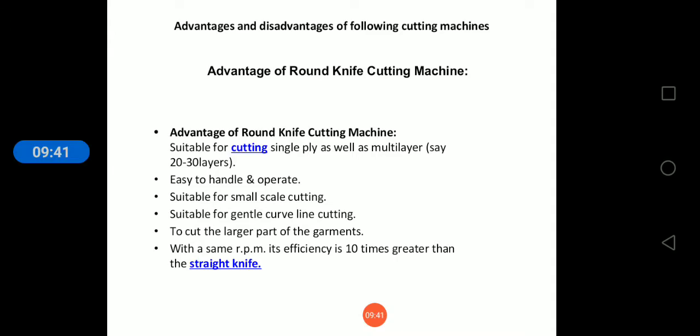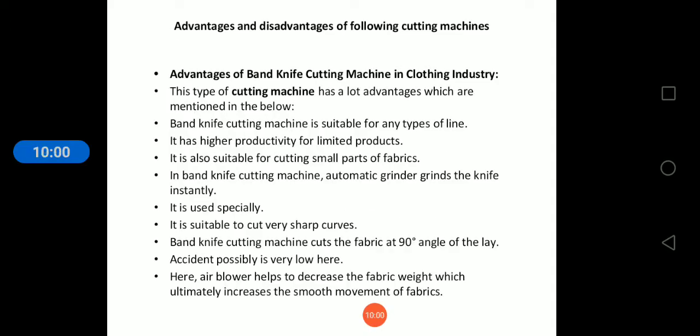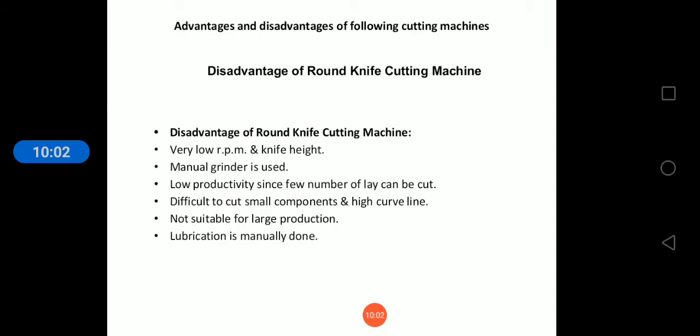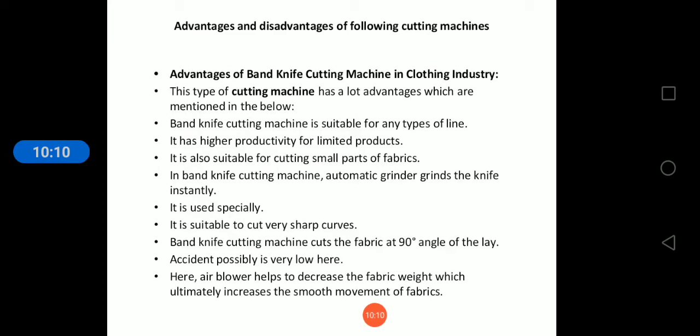And round knife: it is very easy to handle and easy to operate, and it is suitable for small scale cutting industries, and it is suitable for gentle curving line cutting, and it cuts the larger parts of the garments with an RPM efficiency 10 times greater than the straight knife. And the disadvantages are very low RPM and very low speed. Labor cost is very high and production is low, and lubrication is done manually.